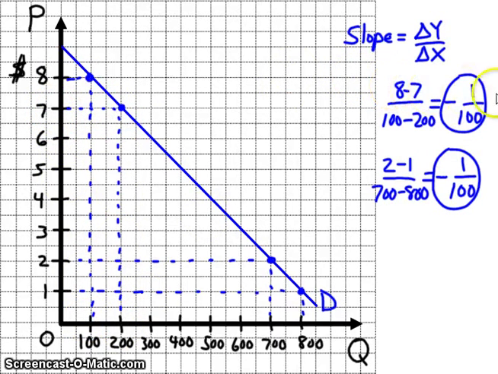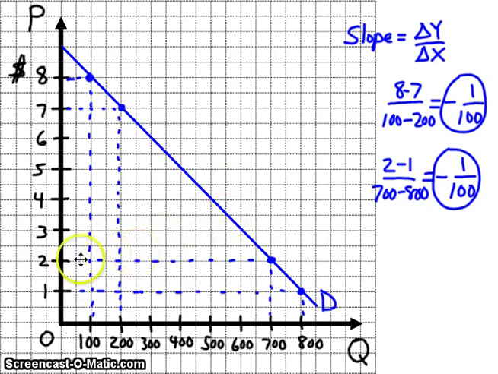So 8 minus 7 is 1. 100 minus 200 is 100. And the overall sign of this is negative because this line has negative slope. Because it is a straight line, slope is constant. If we go to any other point along here, we would find the same slope.